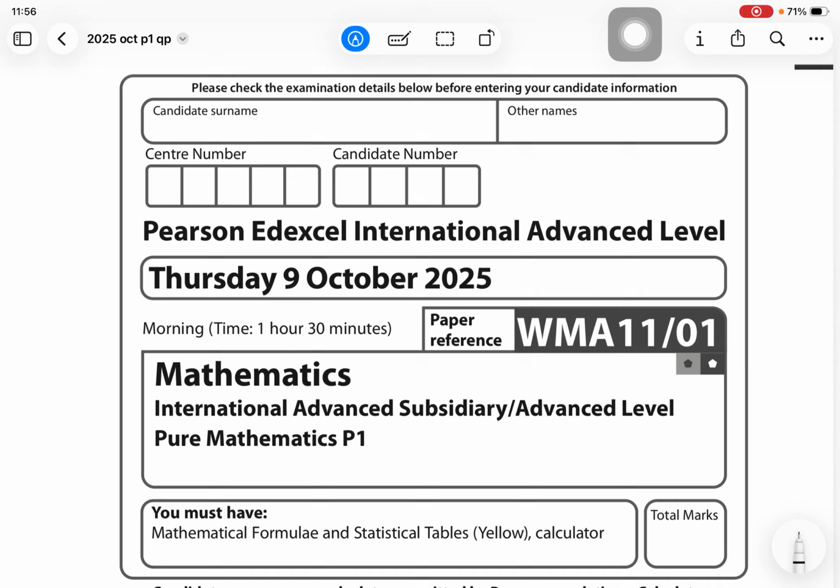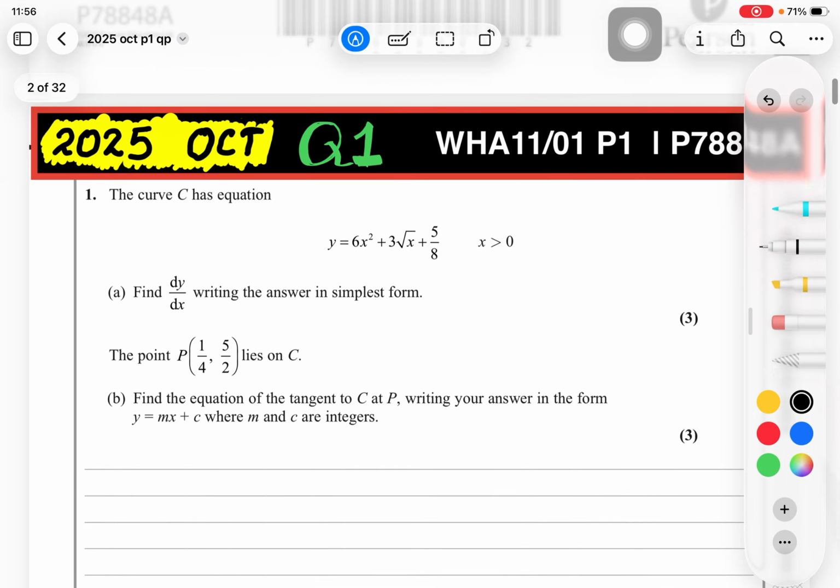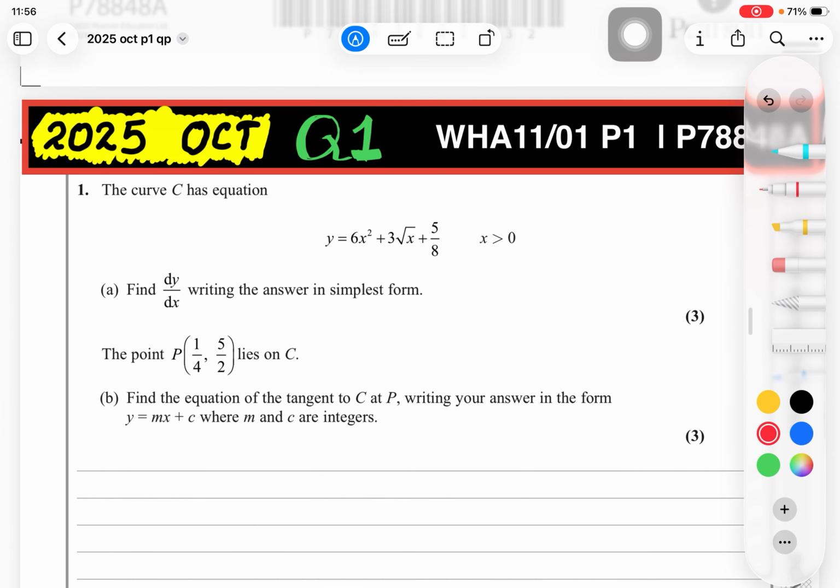Let's start with the 2025 October Pure Mathematics 1 paper. If we move to question number 1, the question is about differentiation. For differentiation, the main theory we are learning is that when we have y equals x to the power n, dy over dx would be n x to the power n minus 1.